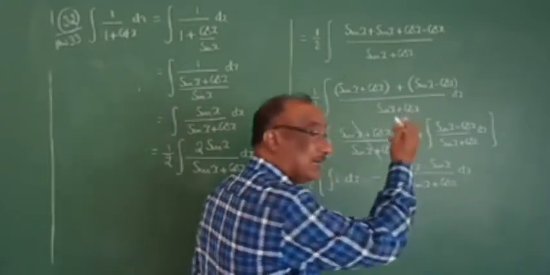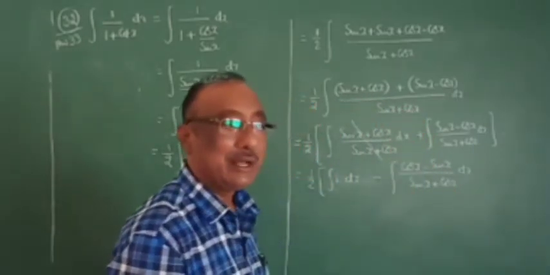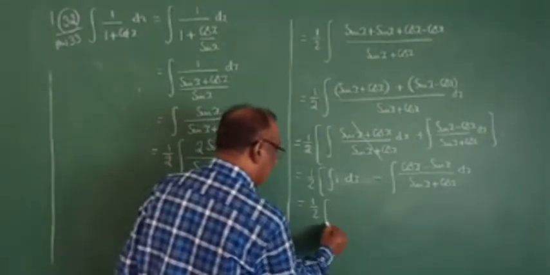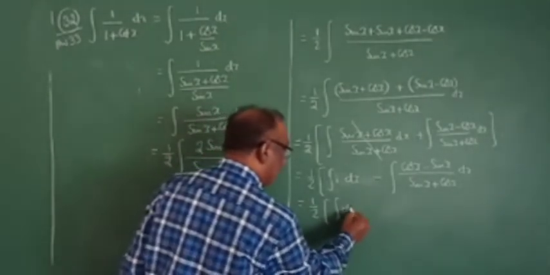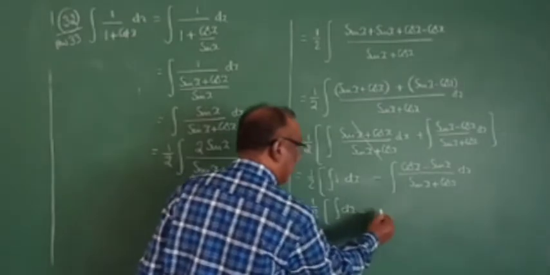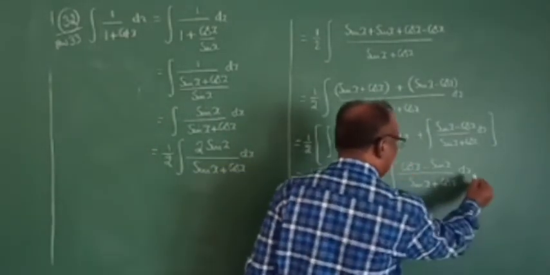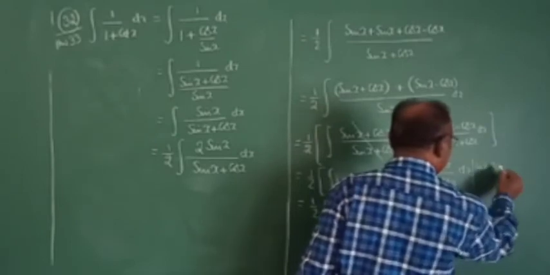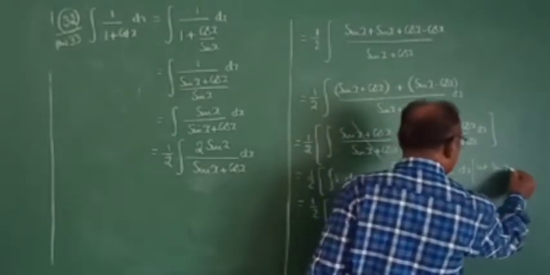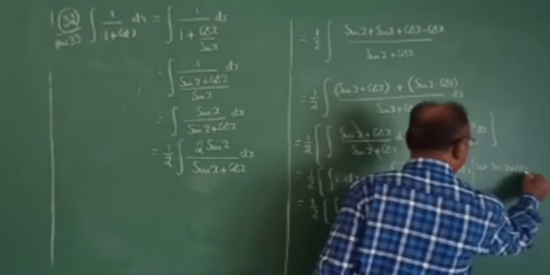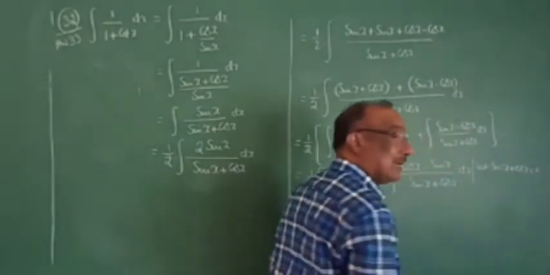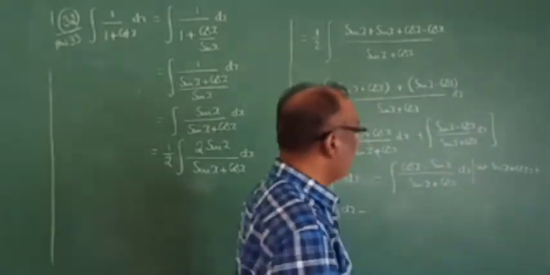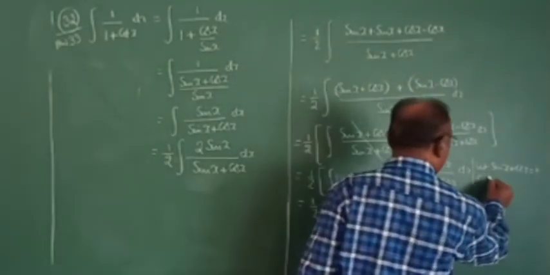Now the denominator derivative is the numerator. Here integral of 1 by 2 in the bracket, integral of 1 into dx minus, here for the denominator let sin x plus cos x be t. Okay? Immediately sin x derivative is cos x.